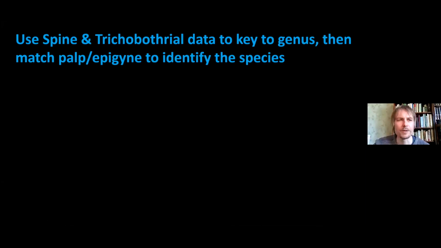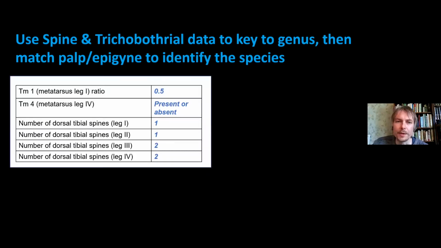So what you're doing, you're using the location of the spines, the location of the Trichobothria to get to your genus. And then what you're doing is matching those palps and the epigyne with published illustrations or photographs to then identify your species. So this is a table of the information that you need to gather from your specimen if you want to work out what it is. So this is all you need to know.